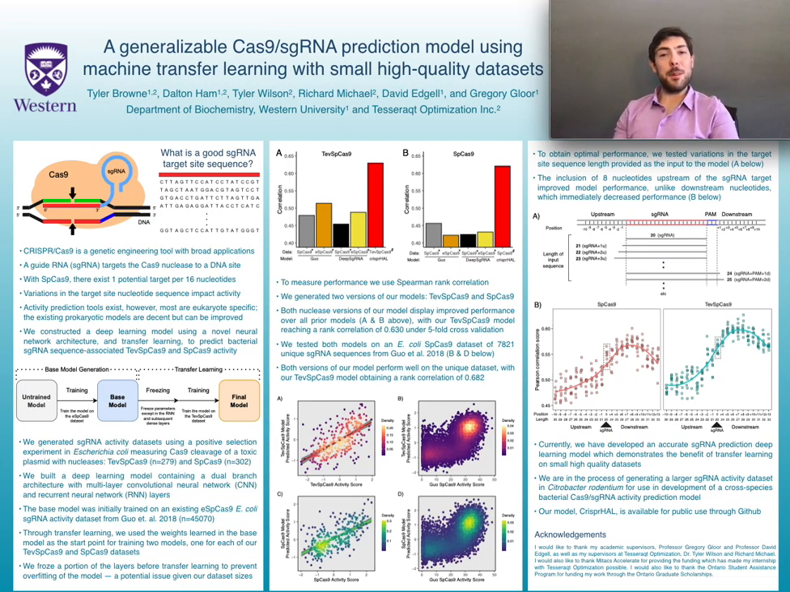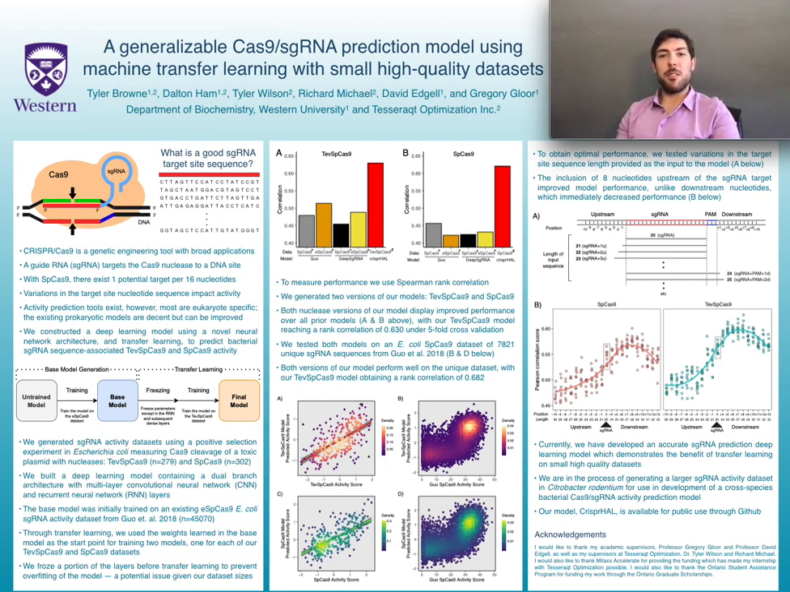I'm going to talk to you about my work on developing a generalizable Cas9 sgRNA prediction model using deep learning and transfer learning techniques with small, high-quality datasets. A big question in genetic engineering is what region of DNA you should target. Specifically, what is a good sgRNA target site sequence, and how can we tell?